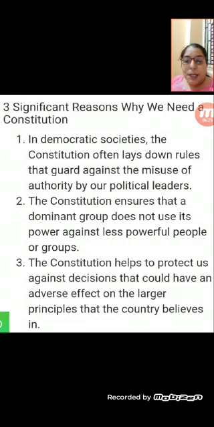But sometimes it may happen that the political leaders start misusing their power. So to safeguard the people of the country against this misuse of the power, a constitution is very necessary because it lays down the rules that what will be the powers and authorities of the people.